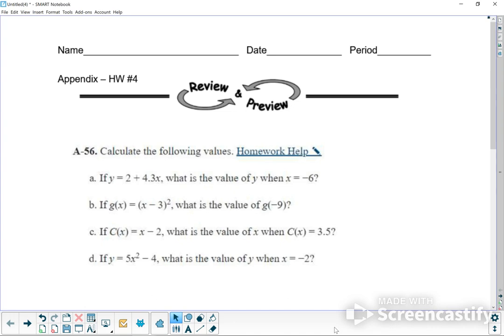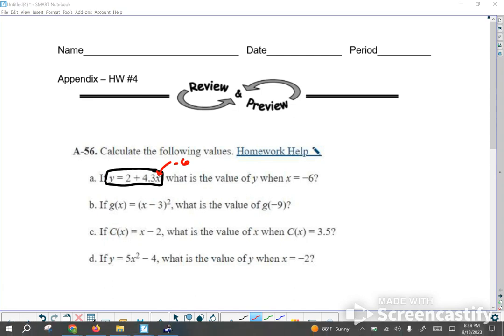So you have y equals 2 plus 4.3x, and what's the value of y when x equals -6? Right. So basically what you need to do is take this equation and find out what y is when x is -6. So when you put -6 in there. Okay, and use a calculator if you have to. I think I am going to use a calculator.